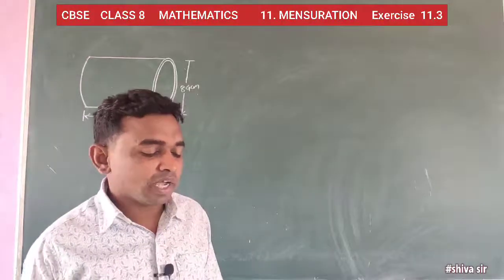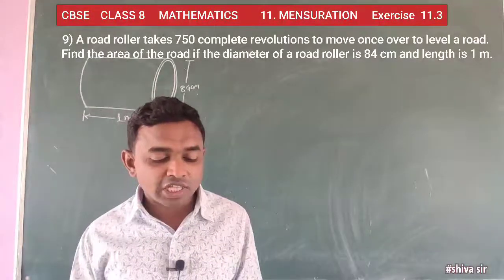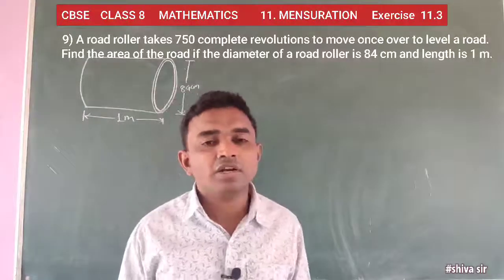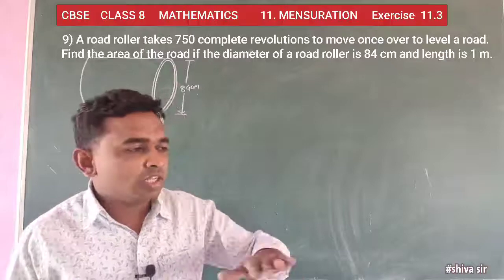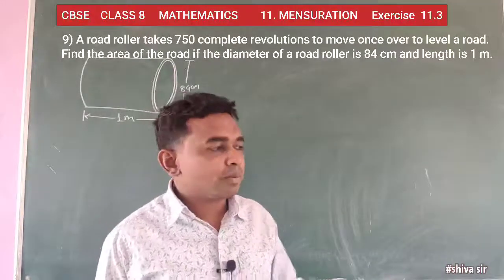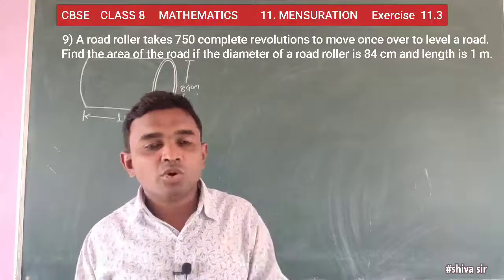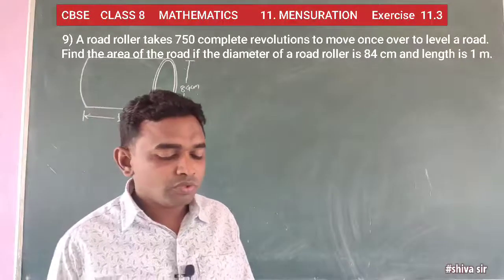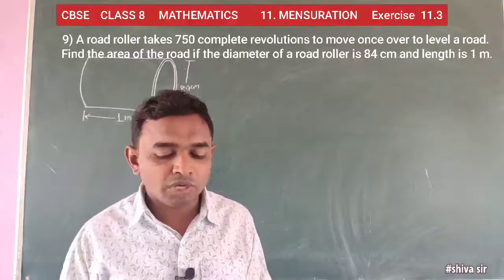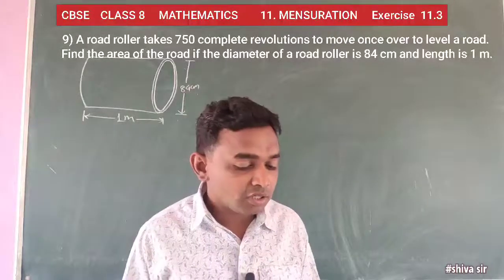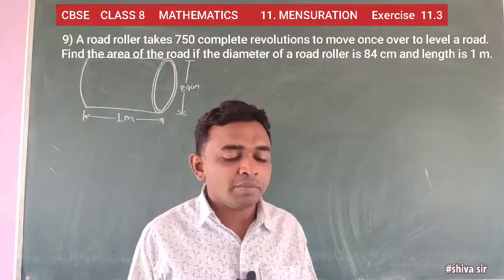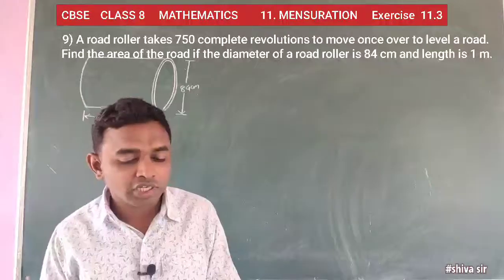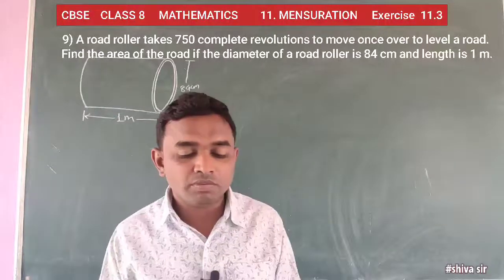Now our example number 9 is: a road roller takes 750 complete revolutions to move once over to level a road. There is an activity of leveling the road. For the leveling purpose a road roller is used, and this road roller takes 750 revolutions to level the road. Then find the area of the road if the diameter of the road roller is 84 centimeter and the length is 1 meter.